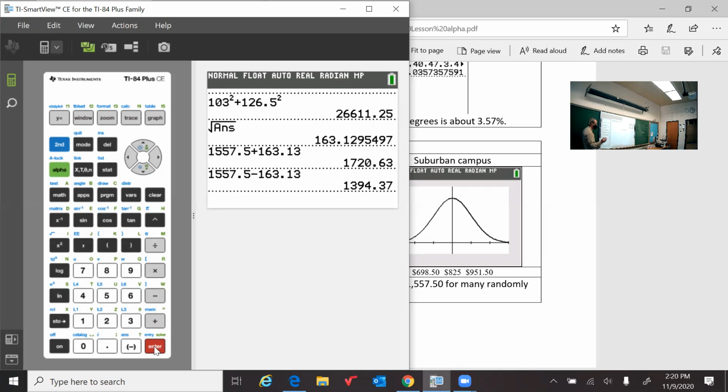So if you combine randomly selecting one from each of the two distributions, a little more than 2/3 of the time, you would get values between $1,394 and $1,721. Okay, the $163 is how much they typically vary from the center.